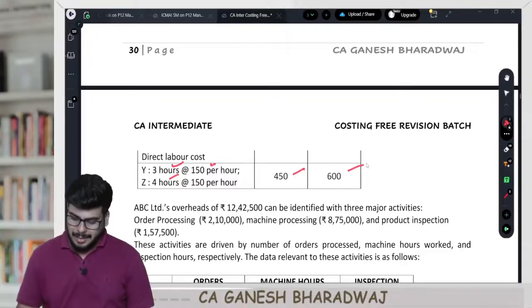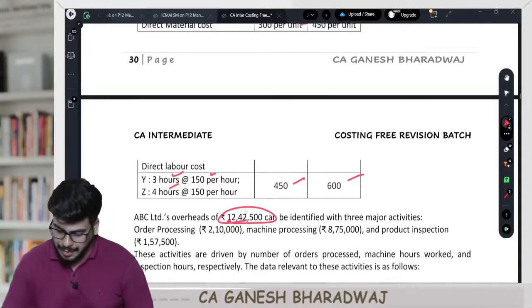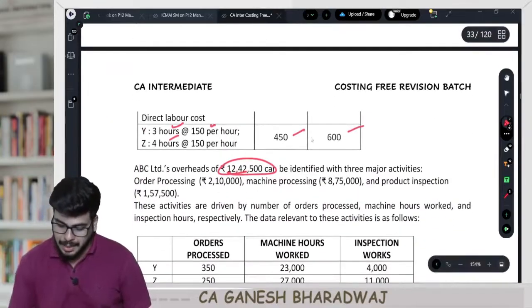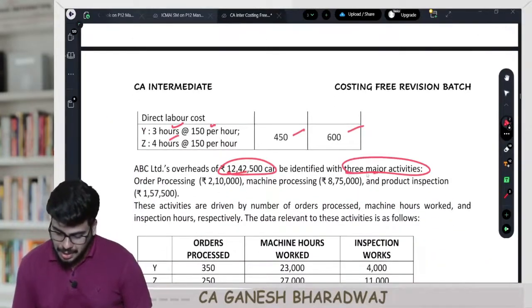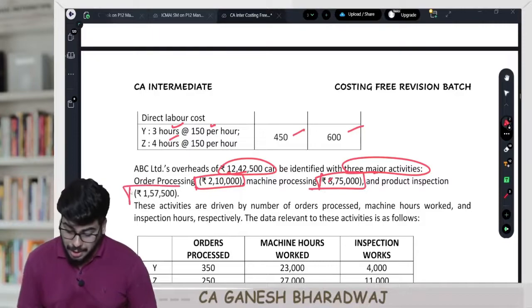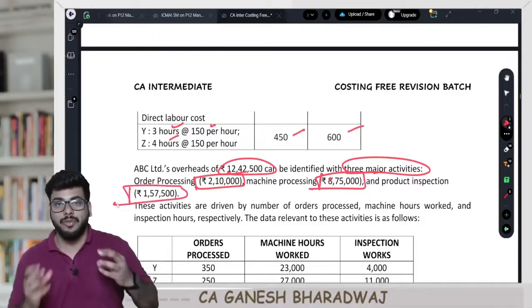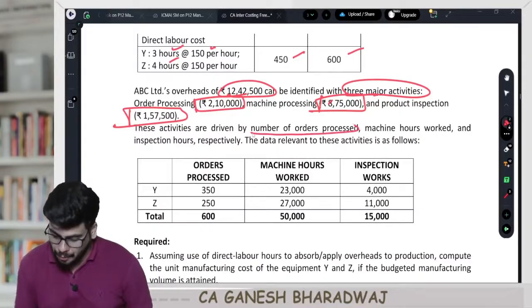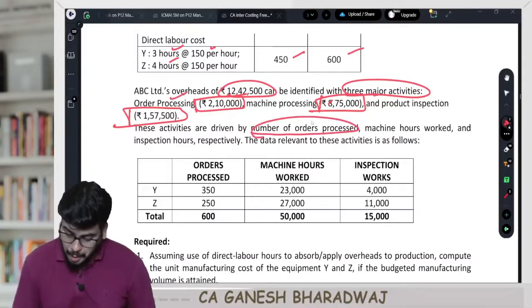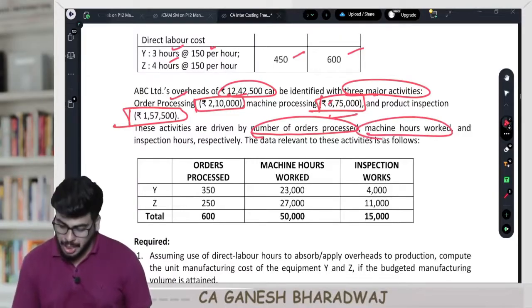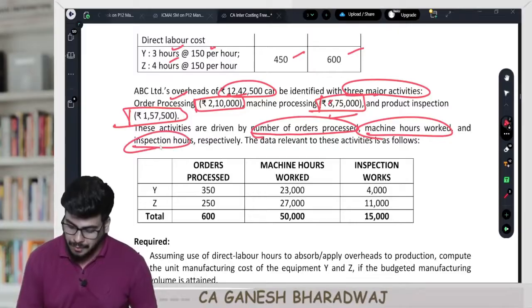Now, ABC Limited's overhead of 12,42,500, this is the total overheads that we had. Now they are breaking it down. It has been identified with three major activities: order processing 2,10,000, machine processing 8,75,000, product inspection 157,500. Now they have broken it down into multiple activities. These activities are driven by different drivers. Order processing is driven by the number of orders processed, machine processing is based on machine hours, and product inspection is on the basis of inspection hours.